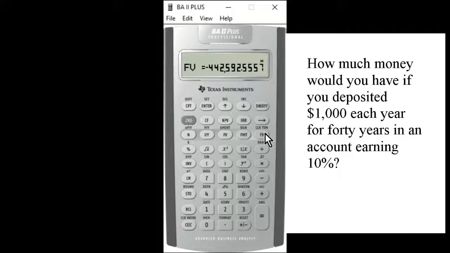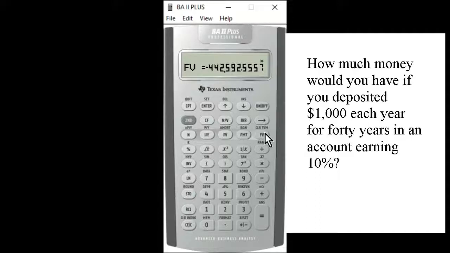$442,000 in the account. So we've deposited $1,000, and we've done that 40 times. So overall, we've deposited $40,000 in this account, and 40 years later, we have $442,000 in the account. This is how compound interest works.